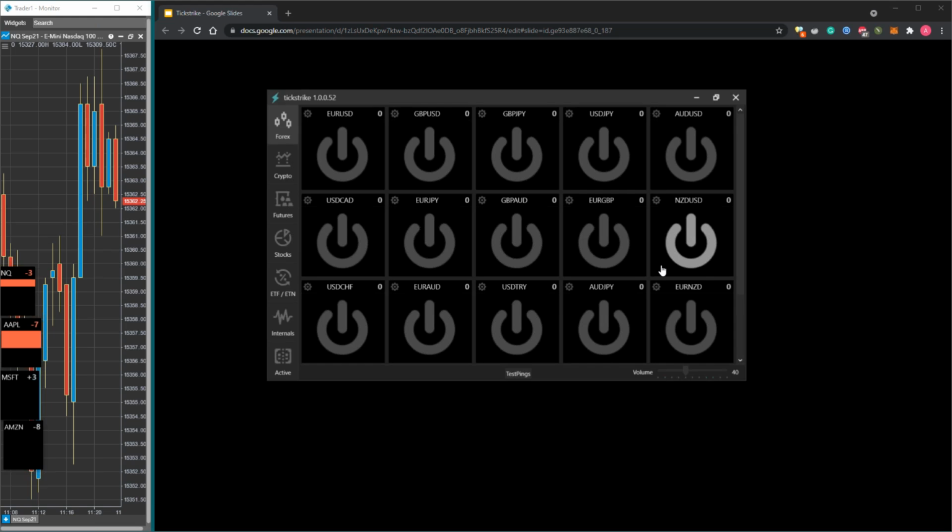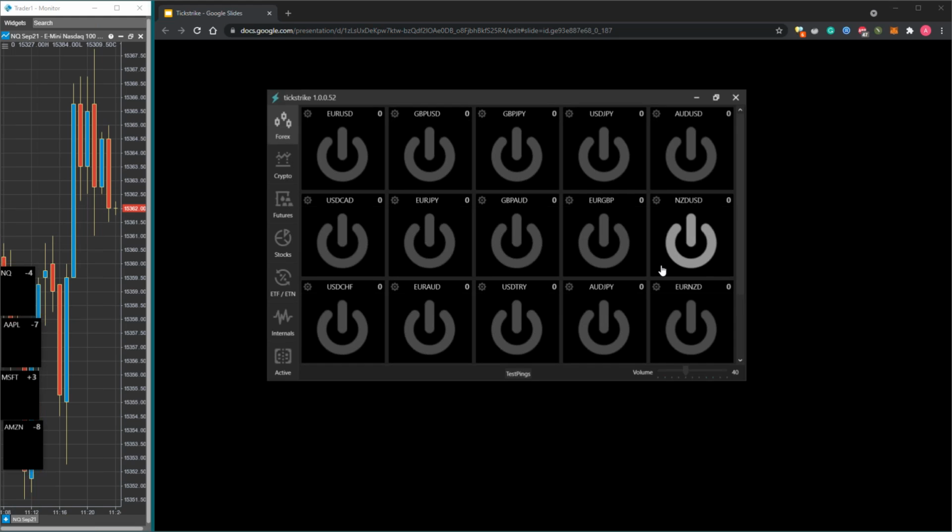Terry's asking, how does it impact computer memory and processing? It's extremely lightweight because we do all the processing on the server side, and all you're doing on your side is playing the sound and showing a little image. So it's very, very lightweight. It's pretty good. Carol, yes, absolutely you can.